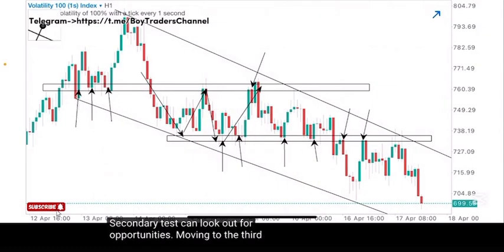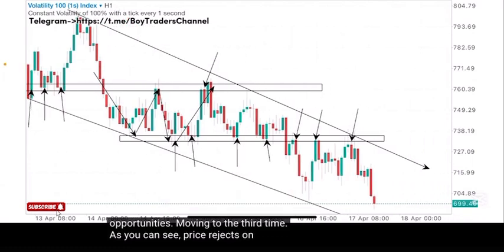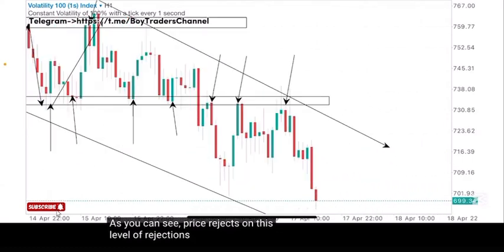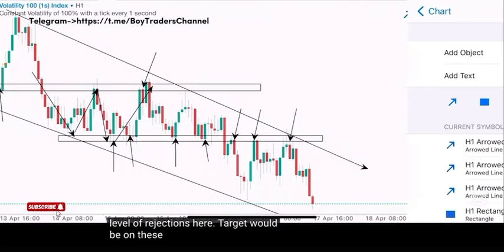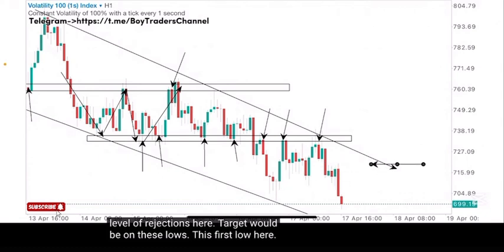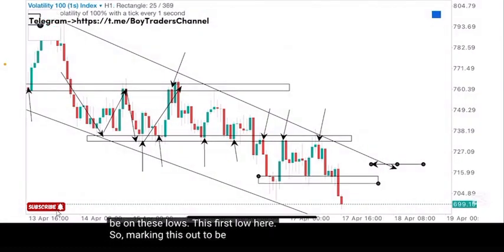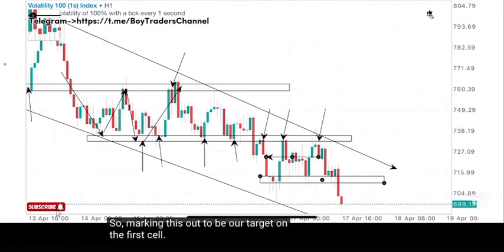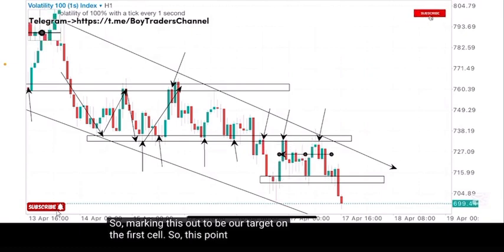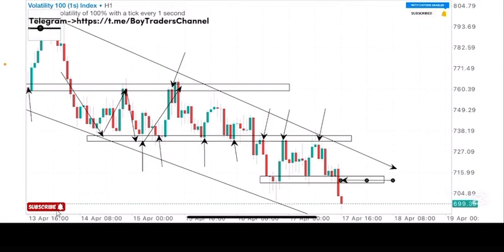Move on to the third time. As you can see, price rejects on this level. Instead of rejections here, targets would be on these lows, this first low here. So marking this out to be our target on the first sell, selling this index to this point. Second sell, target here to be smashed. Third sell, target here to be smashed as well.